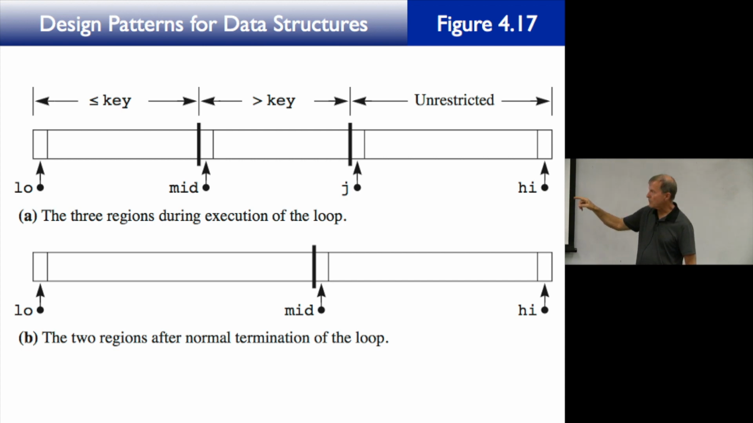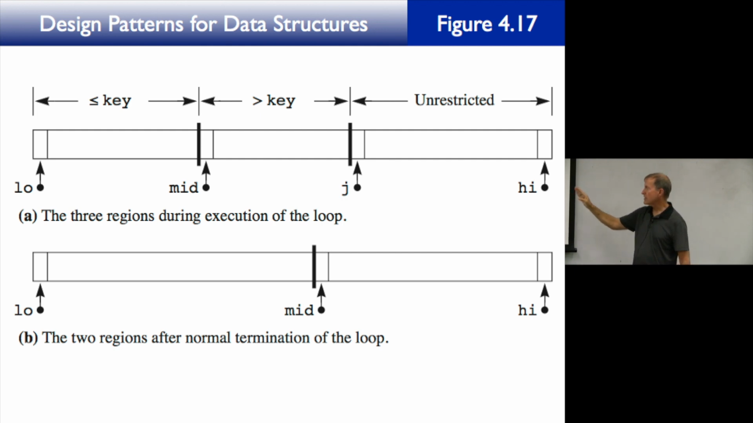So here we are in the middle of our loop, and we have the region between low and mid minus 1. Each one of those is less than or equal to key. Between mid and J minus 1, less than J, those are greater than key. And then the ones between J and high, we don't know what. Okay? So these are the three regions during the execution of the loop.